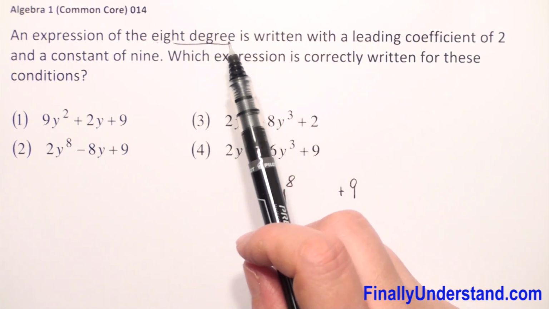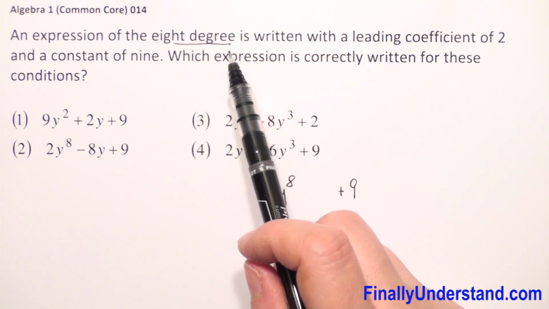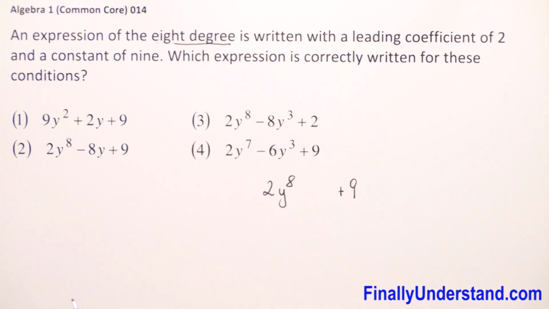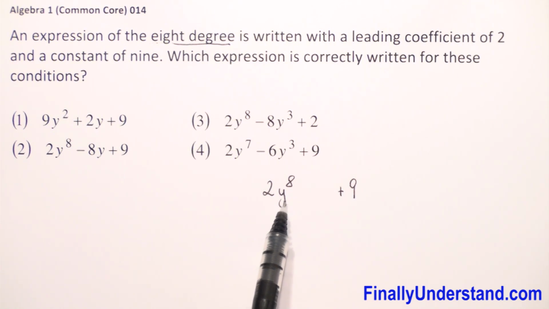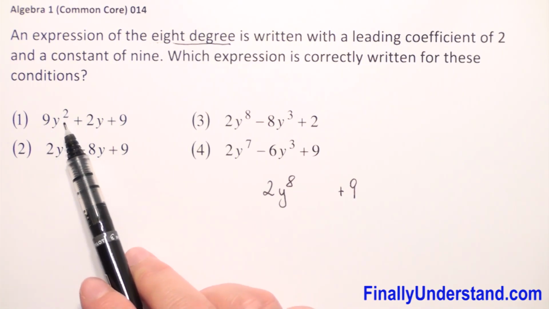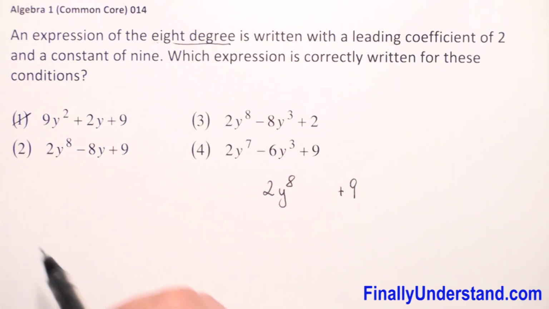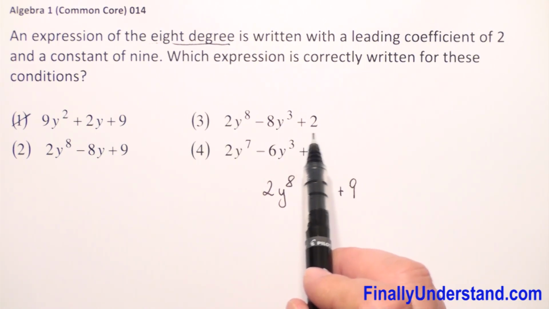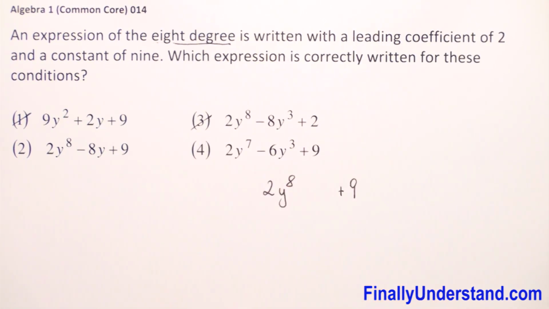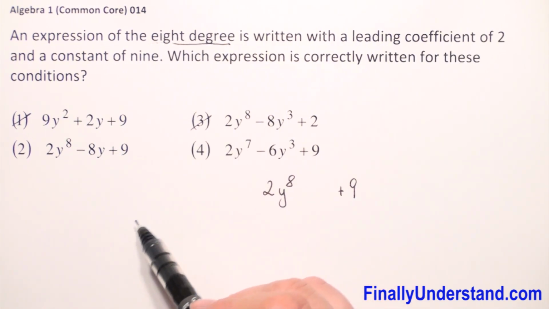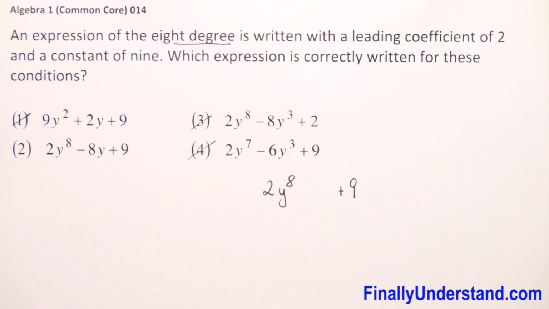So the higher degree is 8 and the leading coefficient is 2, constant is 9. So let's see where we can find 2y to power 8 plus 9. We have y to second power, so this is not our solution. We have here 2y to 8 power, constant is 2, so this is not our solution. And in the 4th expression we have y to 7th power, the higher degree, so this is not our solution.